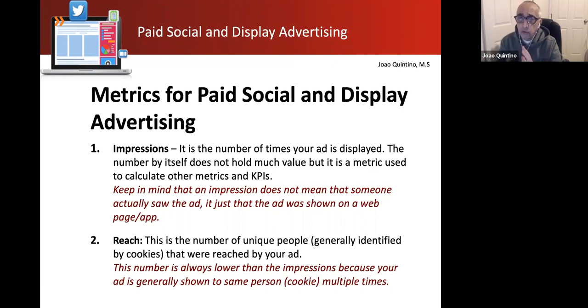So impression is different than reach. Reach is the number of people you reach. Each person can generate as many impressions as possible, as long as they keep going to different websites and see that same banner appear all the time. So reach is the number of people. Impression is how many times the ad shows up on the browser.